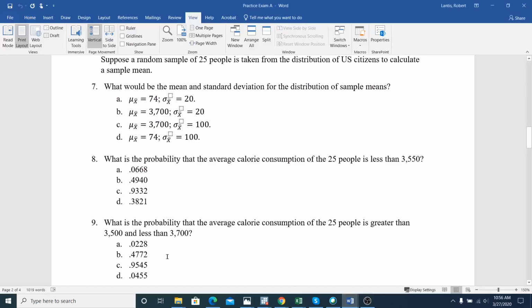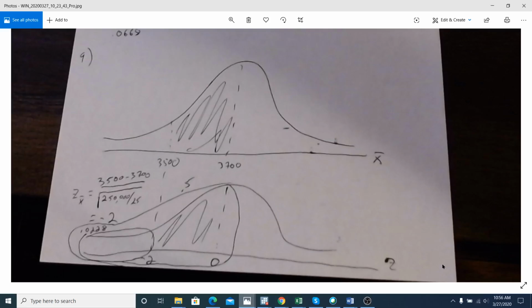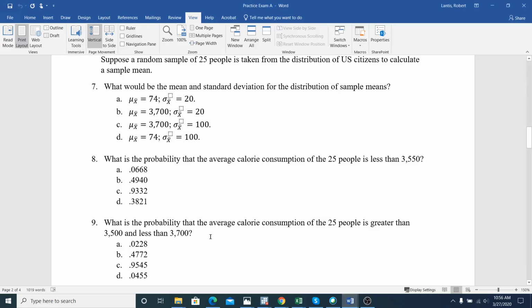That should be 0.4772. Now if I look at this, and I think about which ones I could have ruled out here, notice, if I know the area to the left of the mean is 0.5, and I want the area in between these two values, I know it's something less than 0.5. So right away when I looked at this, I should have been thinking A, B, or D. I could have ruled out C right away.